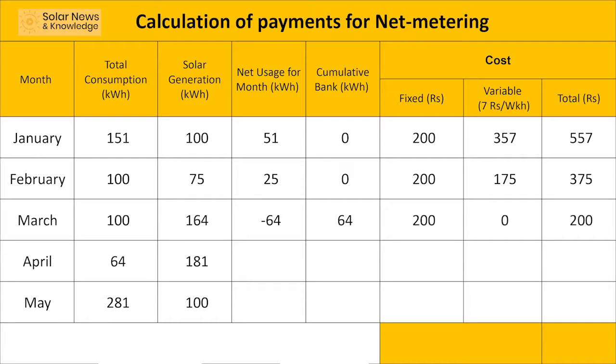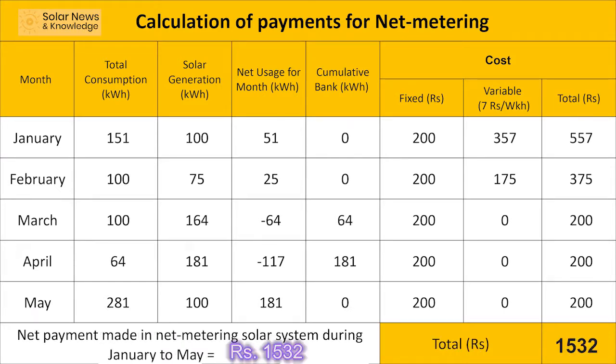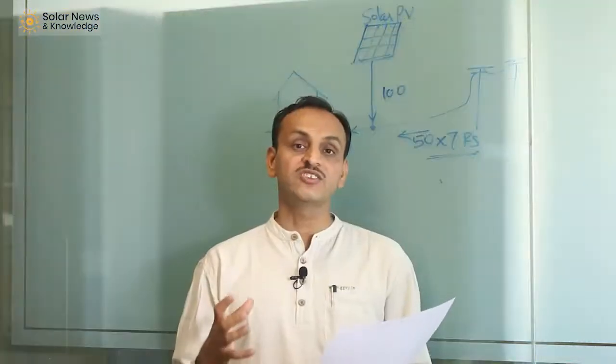And in the case of April, again there is a net export to the grid, 117 units. And in the month of May, the total consumption of Ramesh is 281 units, but solar generation is only 100 units. Now there were 181 units in the bank. As a result, the 181 units in the bank are utilized, and the payment that Ramesh has to make is only for the fixed charges. The typical electricity bill is the fixed charge plus variable charge. So Ramesh has to only pay fixed charges for the month of May. So this was the case for net metering.